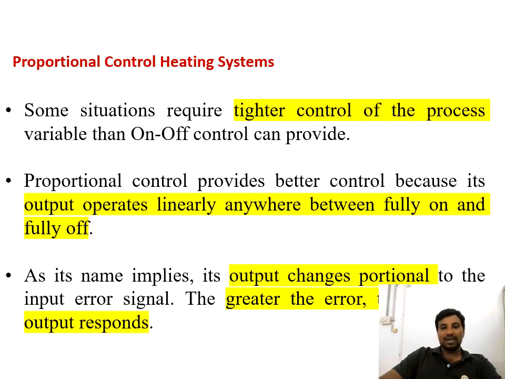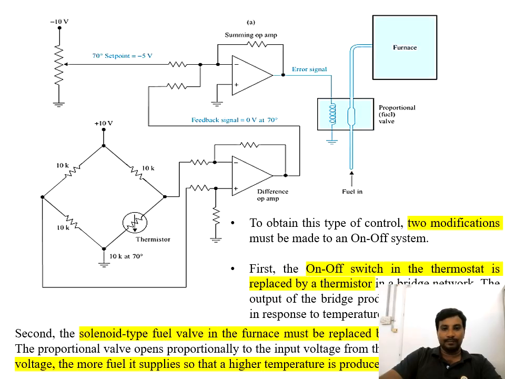Another one is the proportional control heating system. In the proportional control heating system, there are some situations that require tighter control of the process variable than on-off control can provide. Proportional control provides better control because its output operates linearly anywhere between fully on and fully off. As its name implies, its output changes proportionally to the input error signal. The greater the error, the more the output responds.